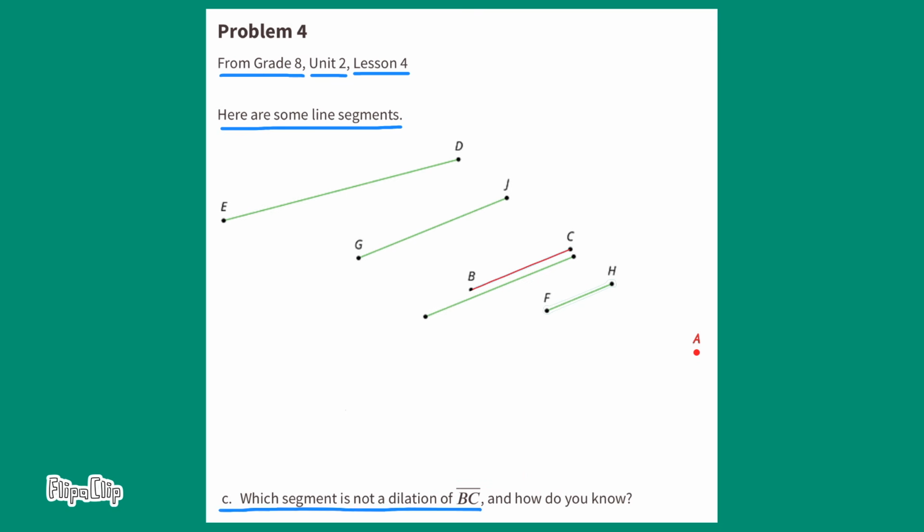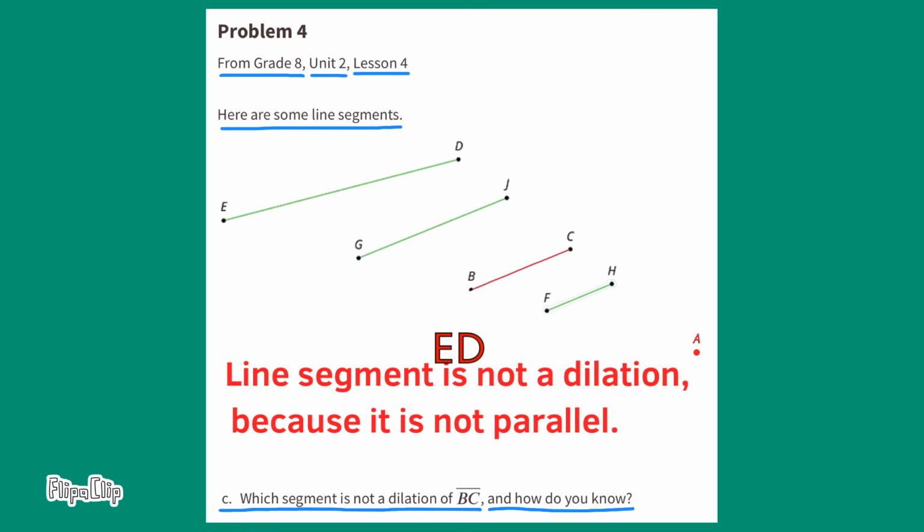C. Which segment is not a dilation of line segment BC, and how do you know? Line segment ED is not a dilation because it is not parallel with line segment BC.